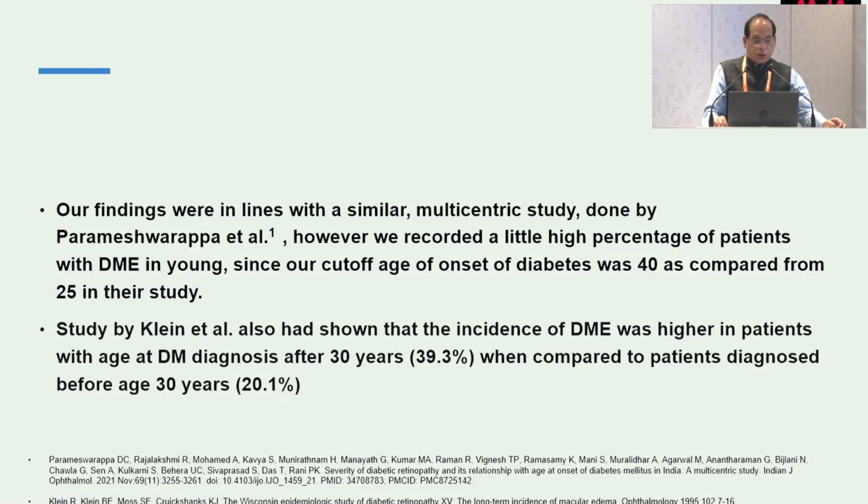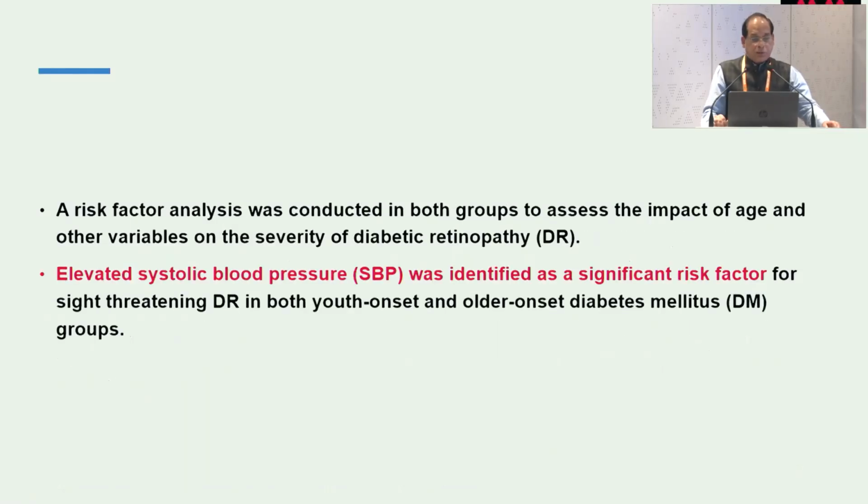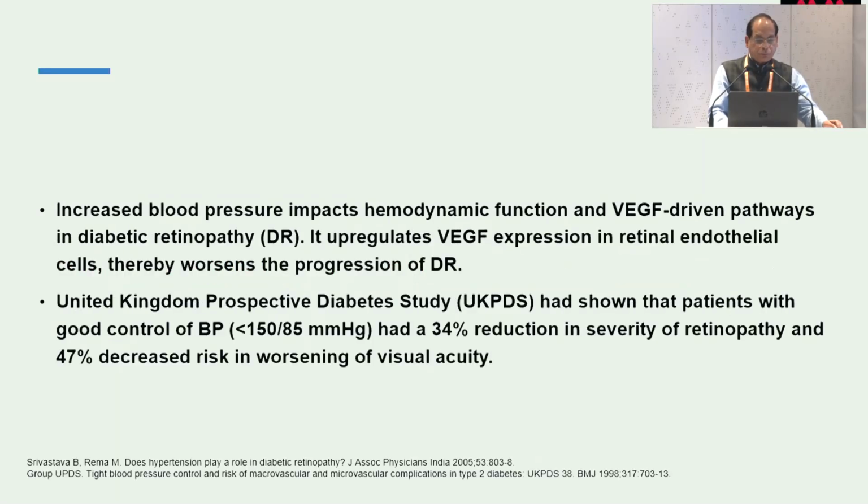The study also showed the incidence of DME was higher in those diagnosed after 30 years of age compared to patients diagnosed before 30 years of age. A risk factor analysis was conducted in both groups to assess the impact of age and other variables on the severity of diabetic retinopathy, and elevated systolic blood pressure was also identified as a significant risk factor.